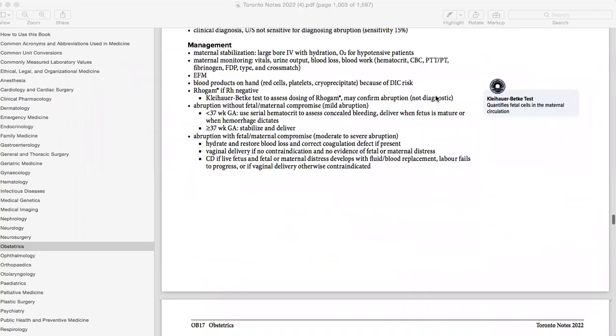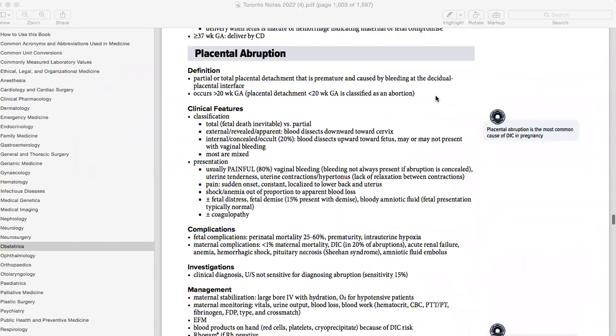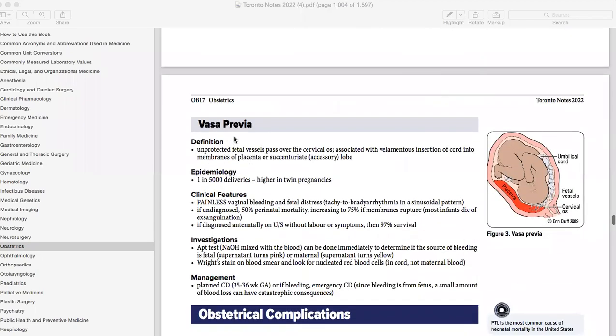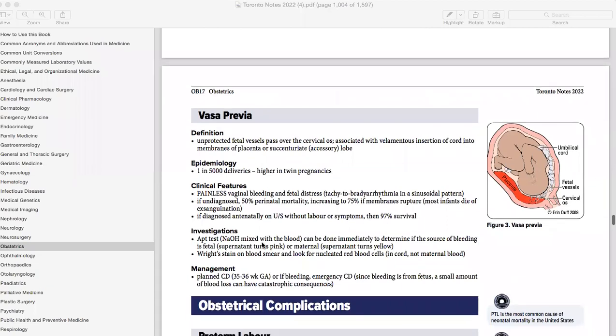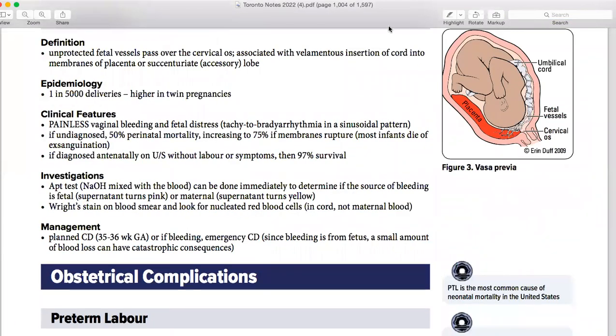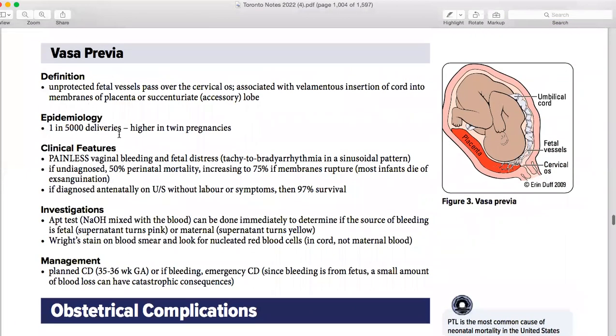So we finished yesterday at placental abruption. One of the important topics that I don't want to miss is vasa previa. Vasa previa is a very important topic, and a lot of questions or MCQs come from it as well, because people neglect this topic and think it's not that important. So you need to make concepts.